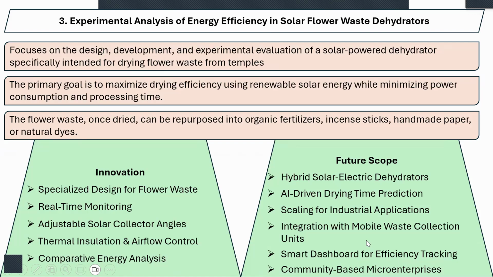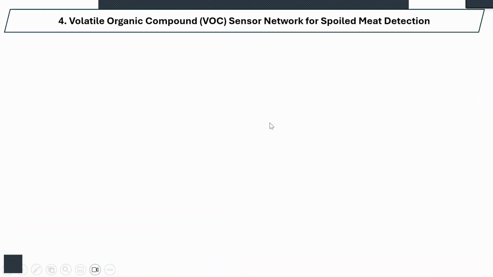So it uses a real-time IoT enabled dashboard for monitoring performance and maintenance. And the final output: community-based micro enterprises. So here what happens is it empowers rural women to produce value-added products like natural colors and incense from dried flowers. The final idea for today is volatile organic compound, that is VOC, sensor network for spoiled meat detection.